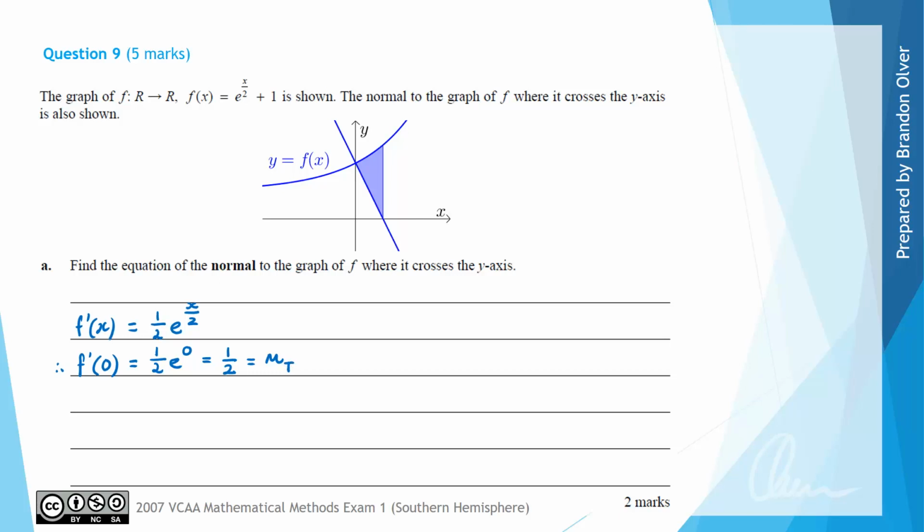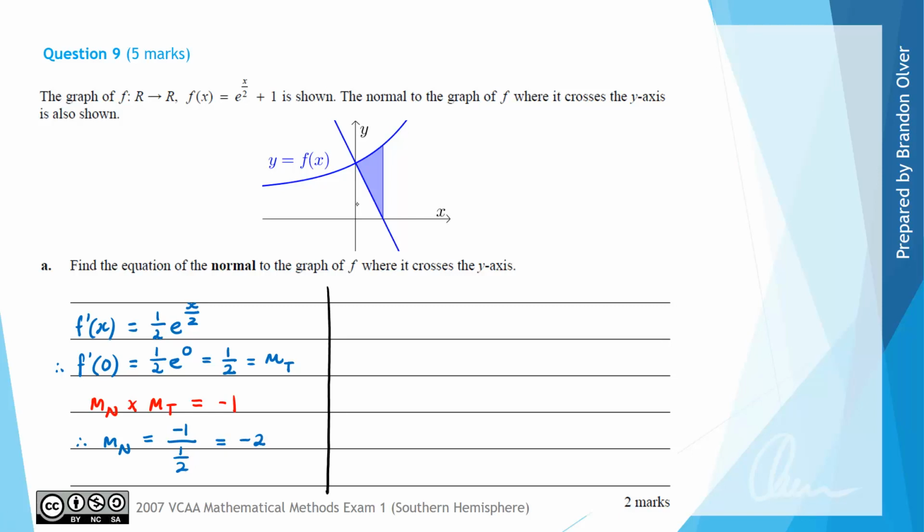Now we know that the tangent and the normal are perpendicular, so the gradient of the normal times the gradient of the tangent is equal to -1. Therefore, the gradient of the normal line is equal to -1 divided by the gradient of the tangent, which was found to be a half, which equals -2.